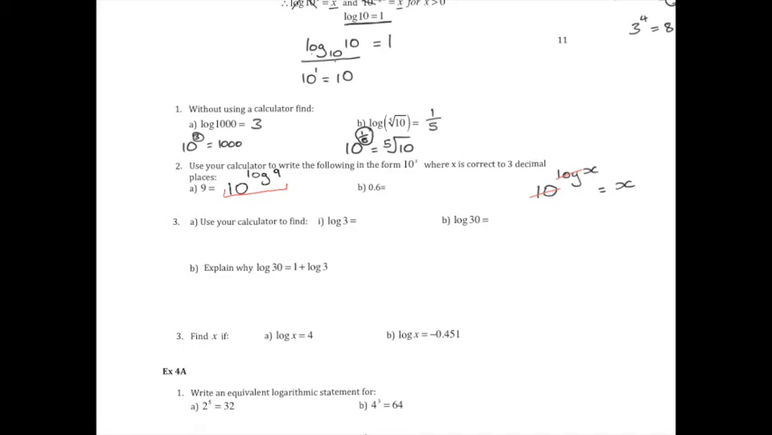Now what they want is it in the form 10 to the x. So we want the 10 to be there, but we need to find the log 9 as a decimal to 3 decimal places. So in your calculator now, just put log 9. And you should get 0.954. That's what I got for log 9. And that's what they want in the form of 10 to the x, and that's what this is.